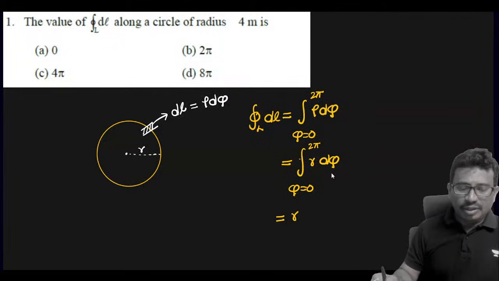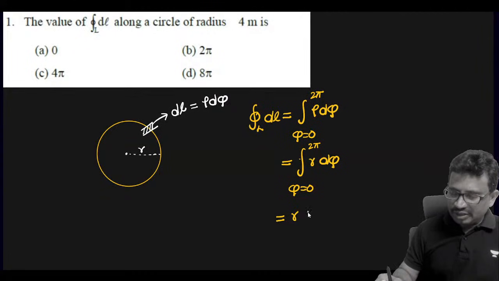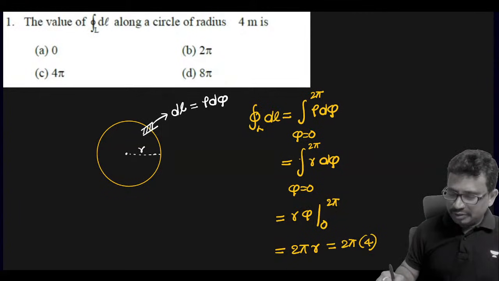R into integral of d phi equal to phi, limits are 0 to 2 pi. So it will come to be what? That is 2 pi r. So that is equal to 2 pi into r, which is given as 4. So this value will come to be 8 pi.